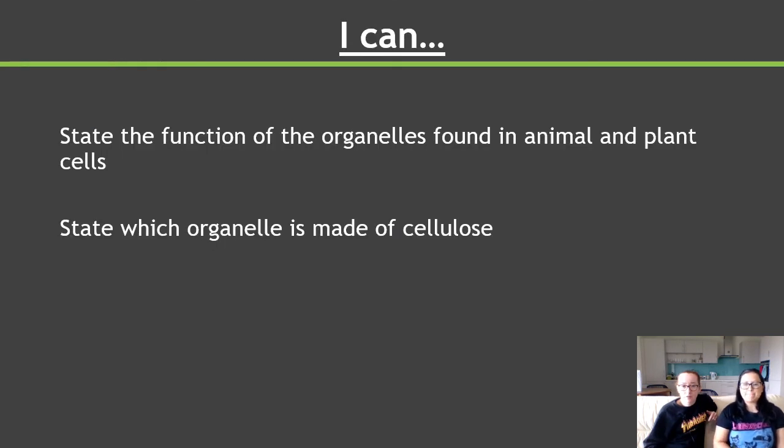Okay, so that's the end of the first video. Hopefully now you should be able to state the function of the different organelles that can be found in animal and plant cells, and state which organelle is made of cellulose, that important one to do with plants there. Now we'll touch more on what these look like in the cells, and then go on to other types of cells and the organelles found in them as well, in sections 2 and 3.